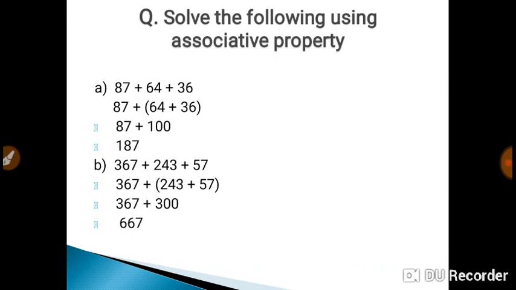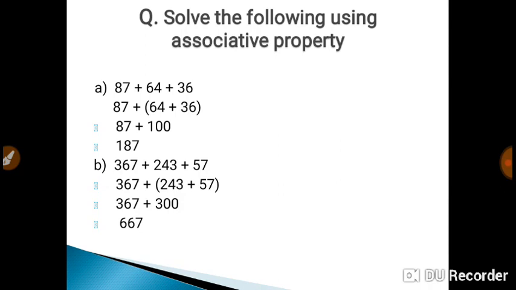The last digits of these three whole numbers are 7, 4 and 6. 4 and 6, when you add them, will give you 10. It means if you add 64 and 36 first, the answer is 100. And when you add 100 to 87, the answer is 187. If you do this work smartly, it will reduce the calculation work and make the calculation easier.